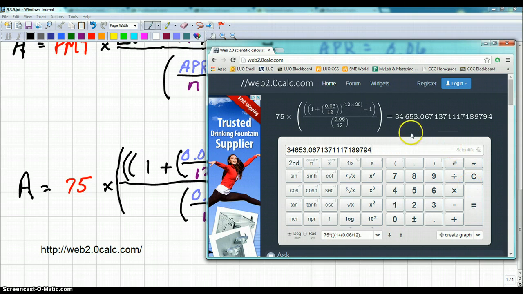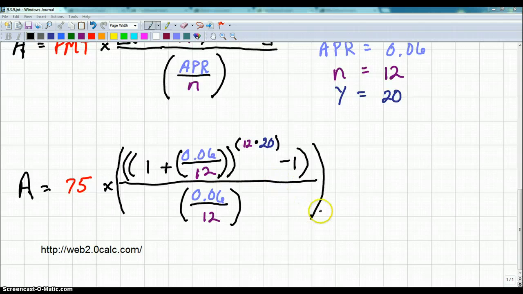And I end up with this. Now, this answer right here is exactly what I'm looking for. But you'll also notice that it's up here in the display. So I'm looking at $34,653 and roughly 7 cents. So let's go ahead and write that down as what this is equal to. So I have $34,653 and 7 cents.